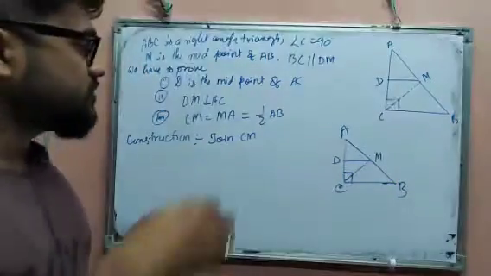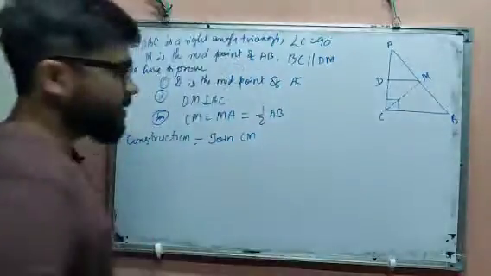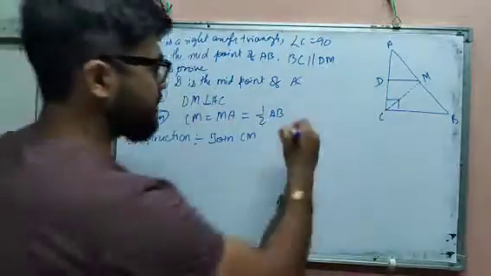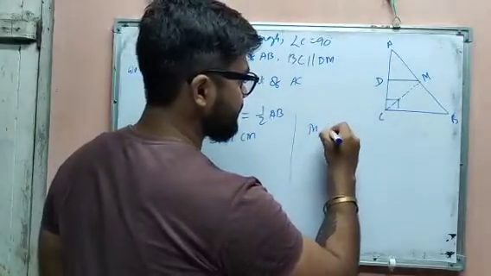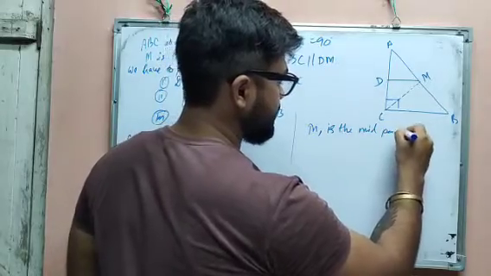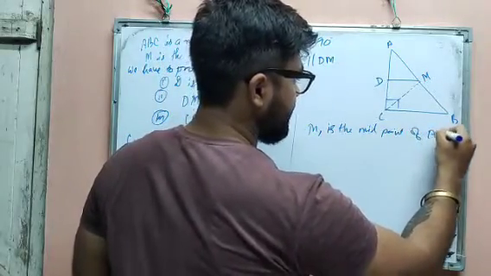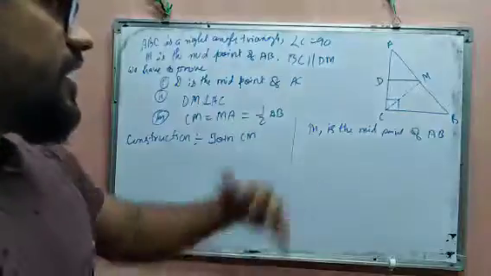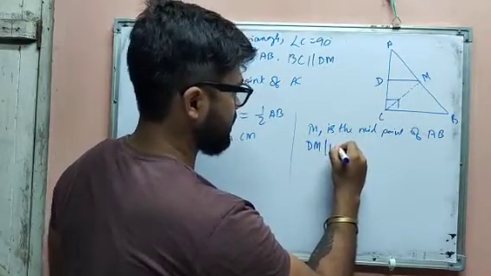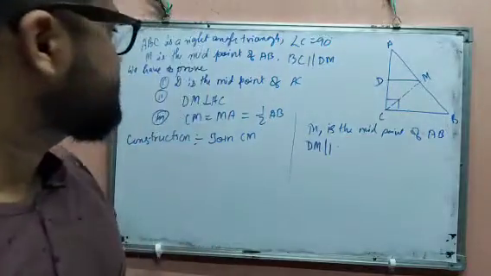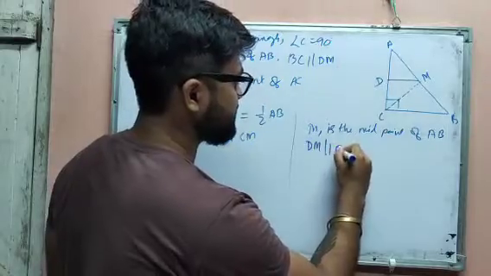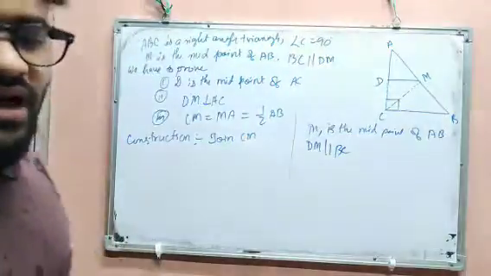Okay, so first we can see that M is the midpoint of AB. Also, DM is parallel to BC. So we can say what?